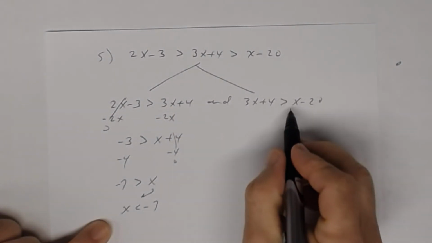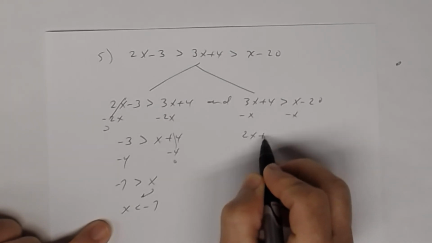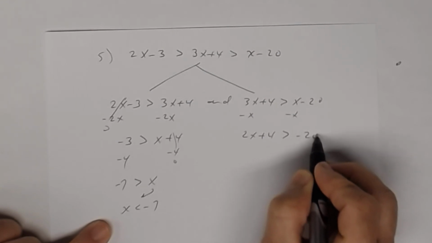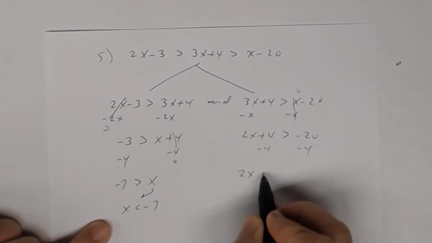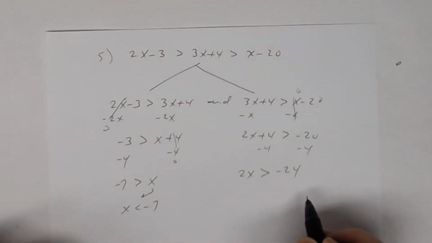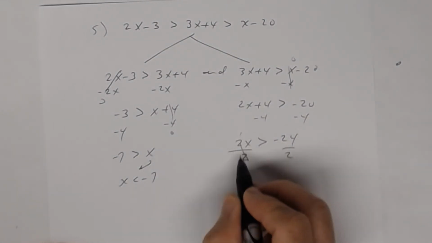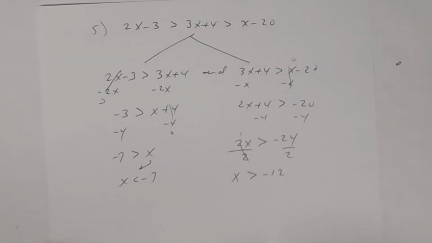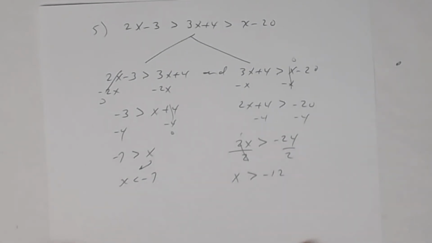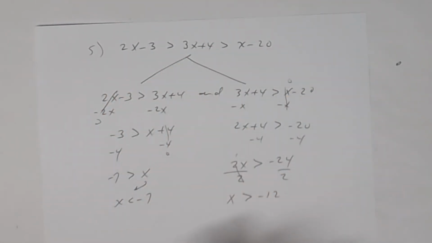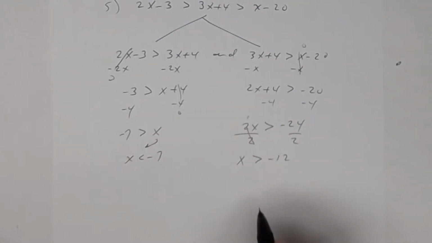Now let's do this one. So I'm going to subtract x from both sides here. So 3x minus x is 2x plus 4 is greater than negative 20. Subtracting 4 from both sides, I get 2x is greater than negative 24. And then dividing both sides by 2, I get x is greater than negative 12. So any real number greater than negative 12 is a solution to this. But I'm interested in the solution to the compound inequality, because you got to look at each one individually and then look at the intersection.